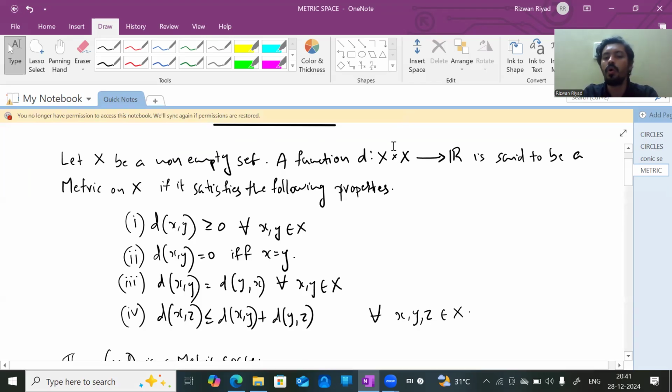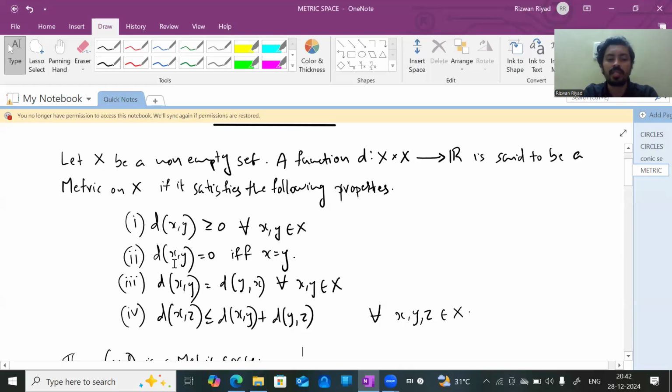We know that all the elements in X cross X are in ordered pair form, right? Because it is a Cartesian product. So all the elements in X cross X will be in ordered pair form. You can take any ordered pair like this x comma y, and for that x comma y, the function value will be greater than or equal to 0. You cannot find a negative value for any ordered pair in X cross X. That is the first condition.